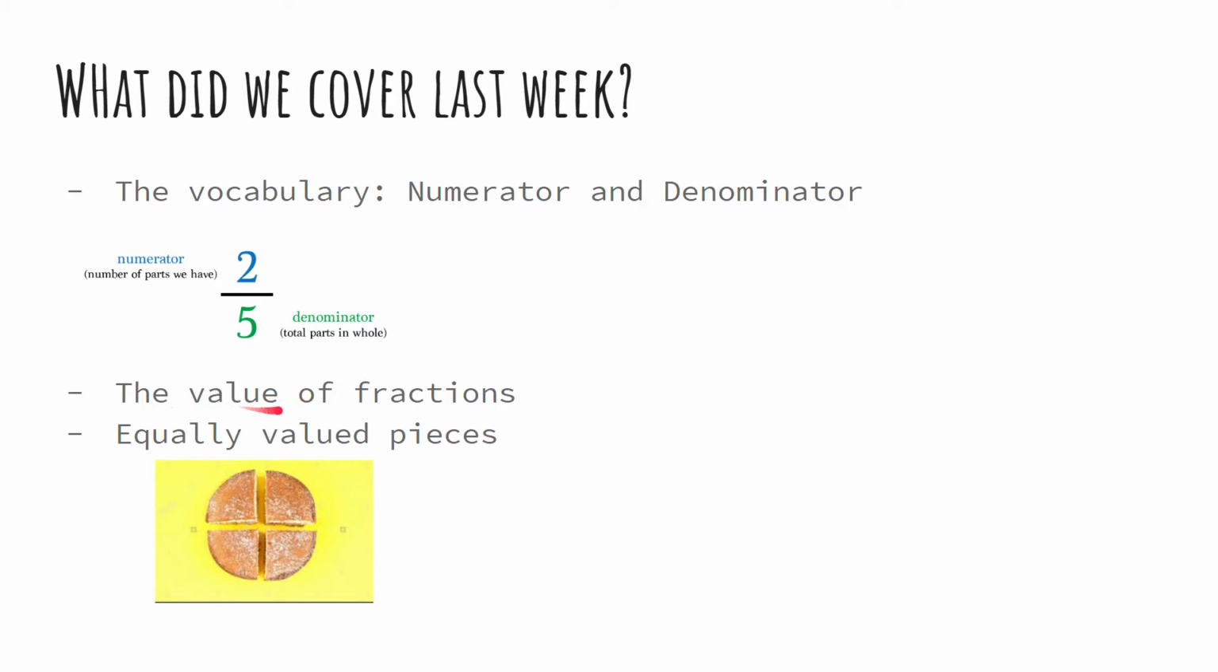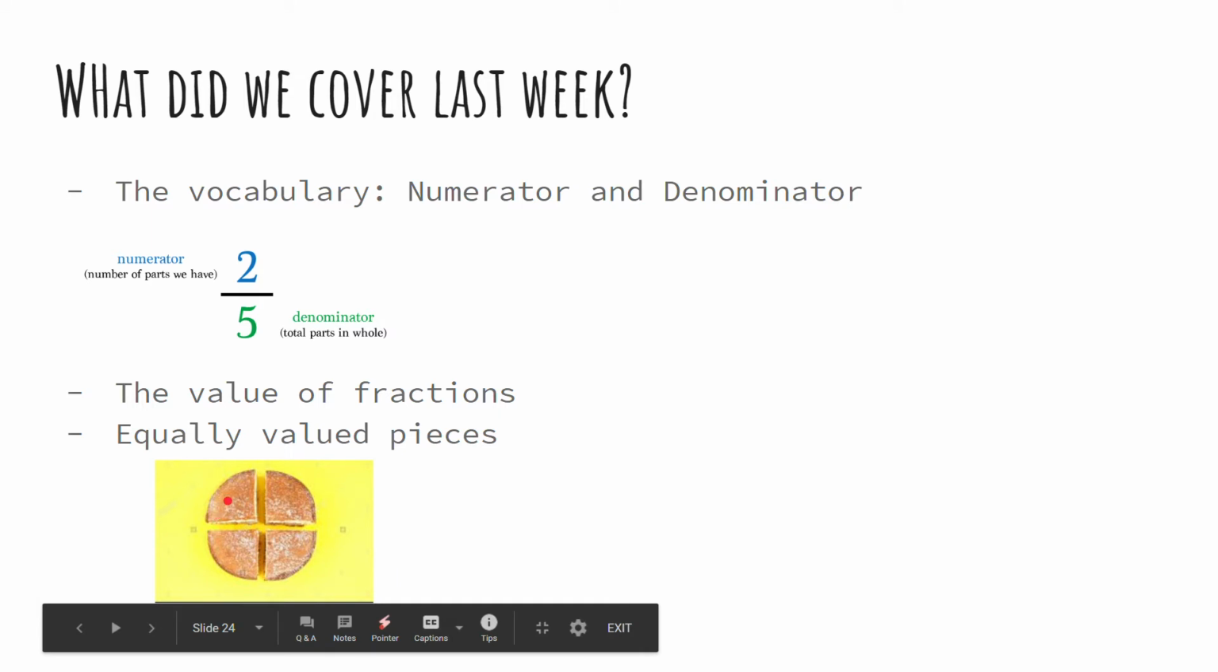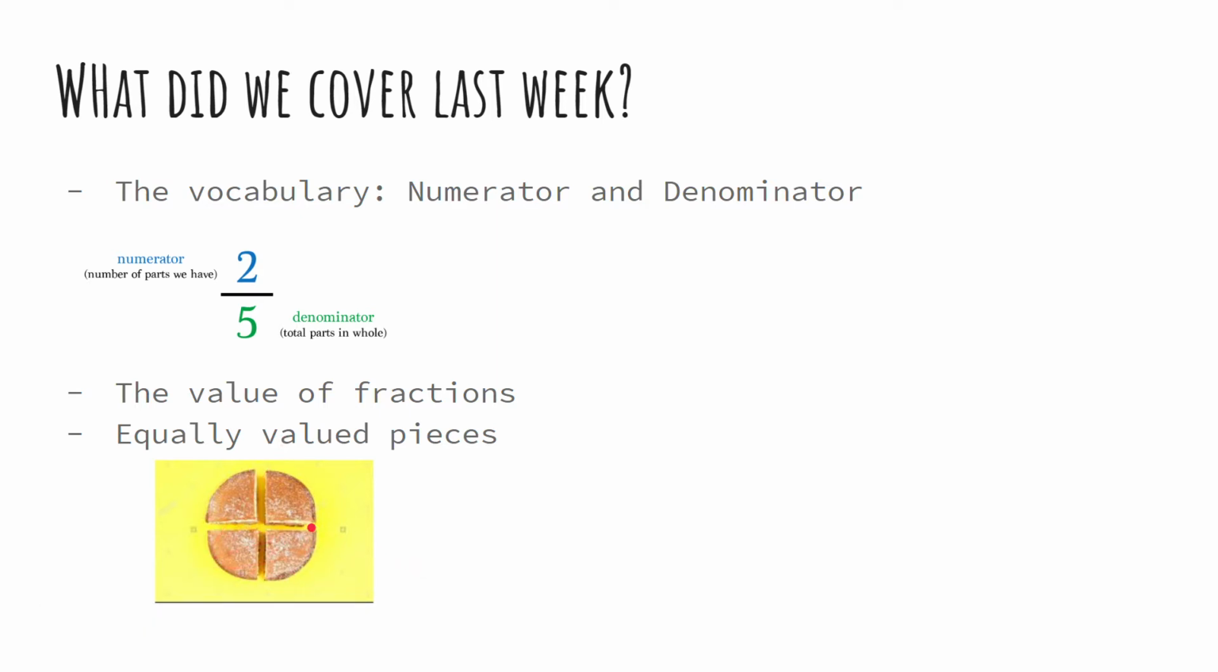We also talked about the value of fractions, so the amount fractions are worth based on their pieces. And we also talked about the importance of these parts of fractions being equally sized. If we cut this up all mishmashed, every piece is going to be a different size, and we can't just say that that one piece is 1 out of 10 pieces when all 10 pieces are different sizes.